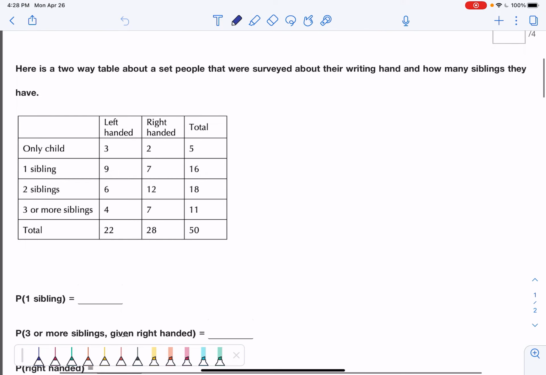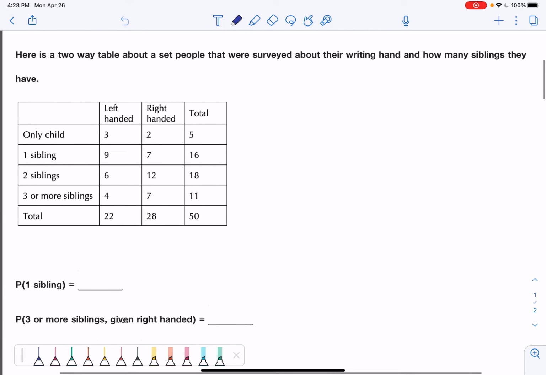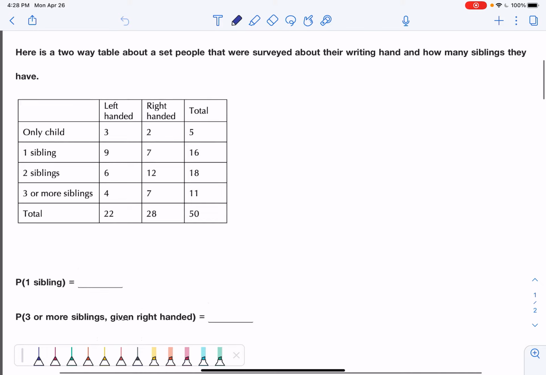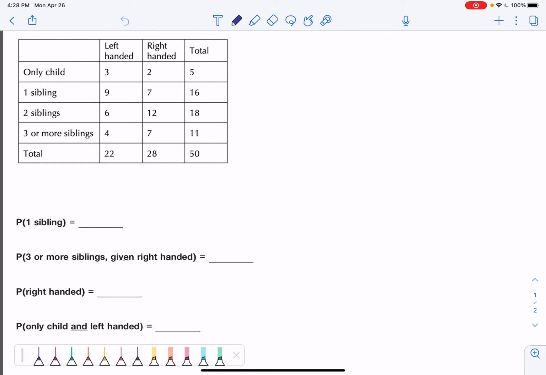All right, question number 1. Here's a two-way table about people who were surveyed about their writing hand and how many siblings they have. Let's look at all of the questions.